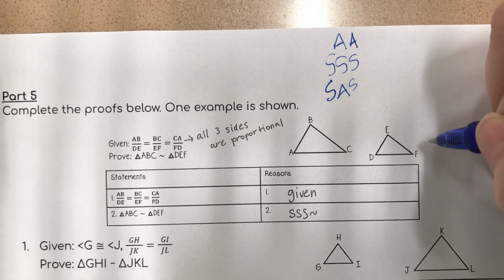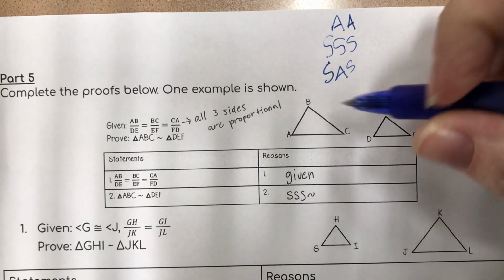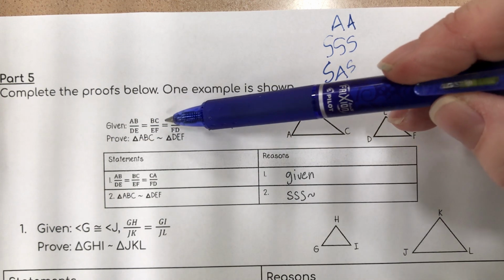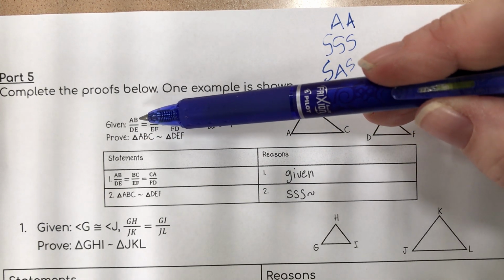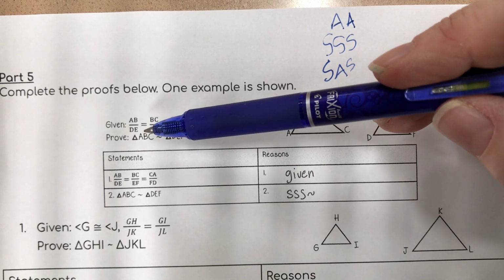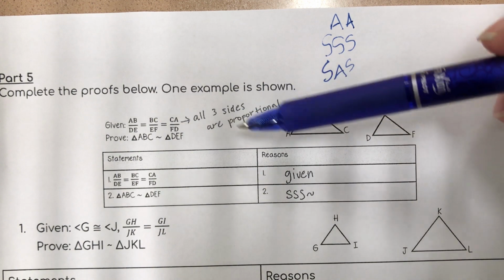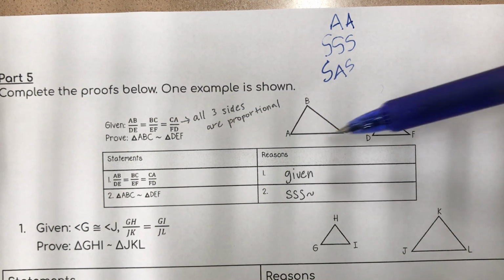This proof here is done for you. Okay, we filled it in. So to show that sides are proportional, this is typically how it's written. It's just saying when I compare AB to DE, it's the same ratio as BC to EF, which is the same ratio as CA to FD. Okay, that's how you show that all three sides are proportional.